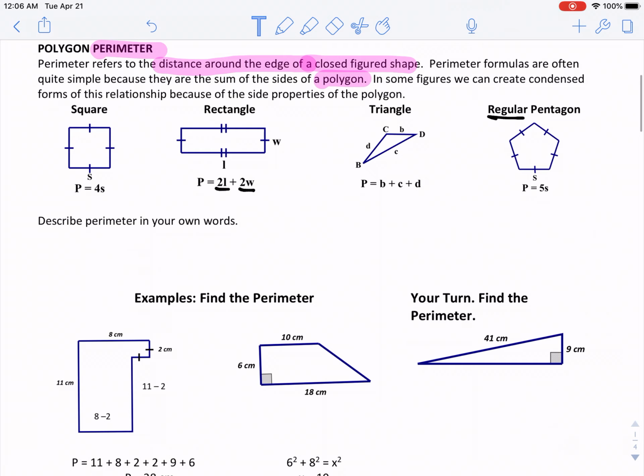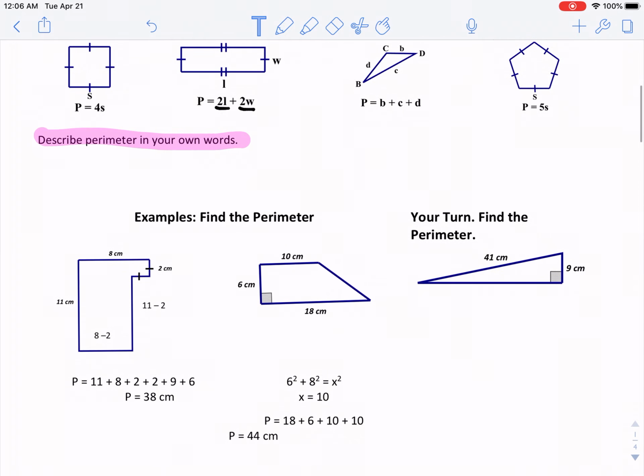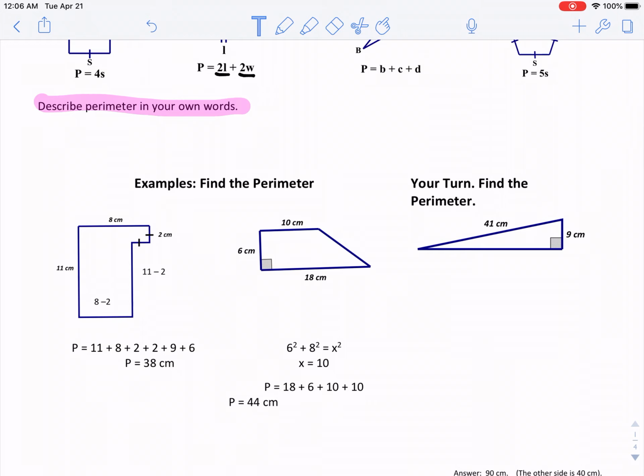Notice, here's another spot for you. Describe perimeter in your own words. So take some time. Think about if you were to describe perimeter to someone, how would you explain it? Perimeter is whatever you want to say. Down here we find some examples.